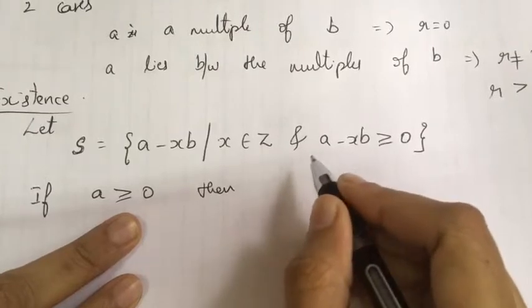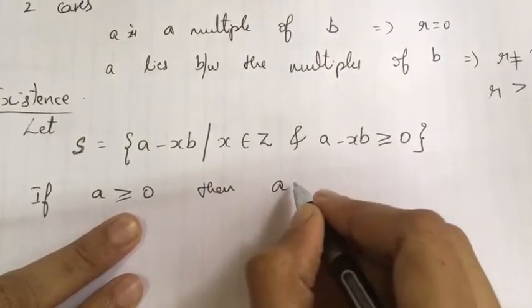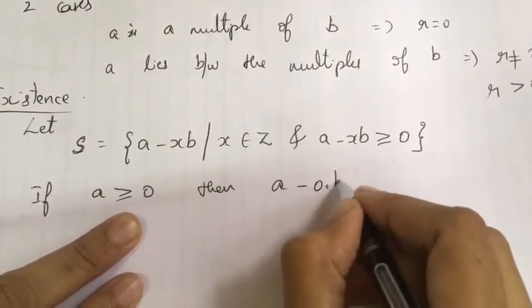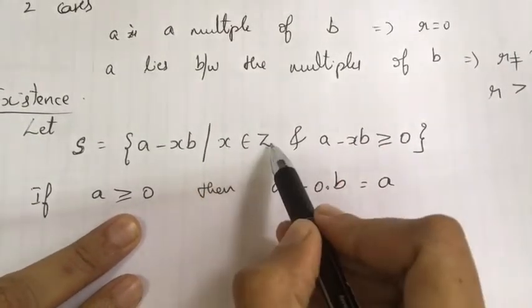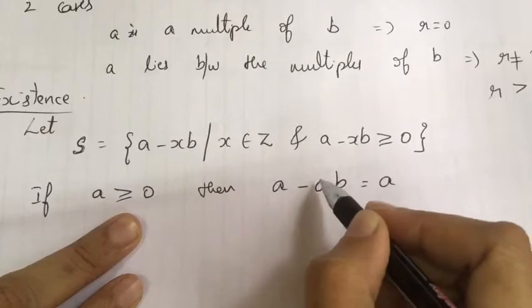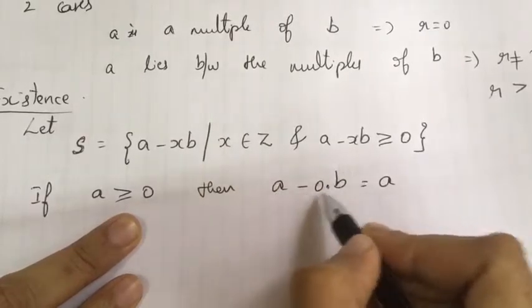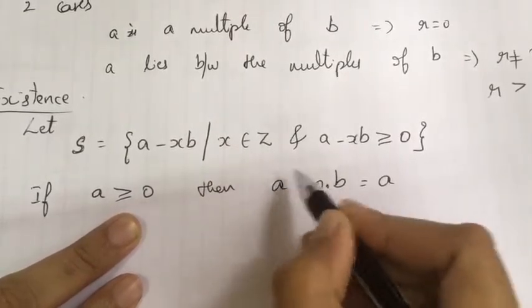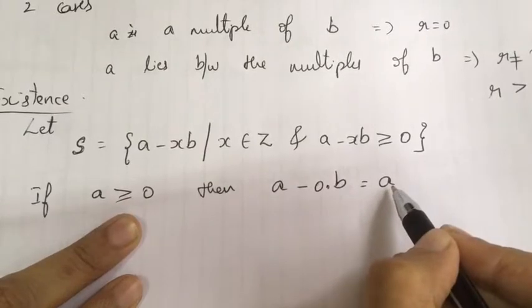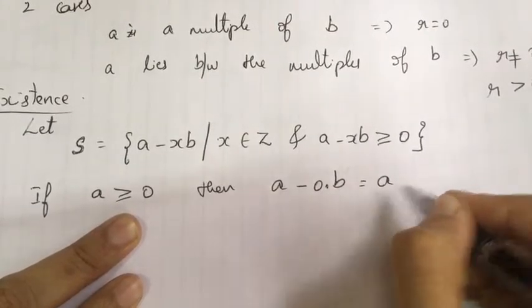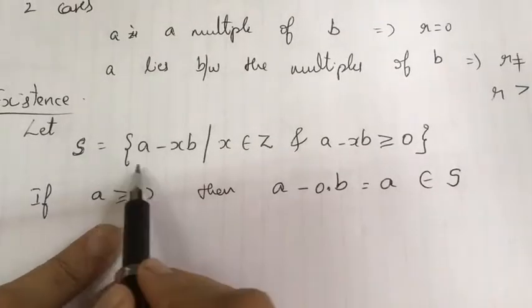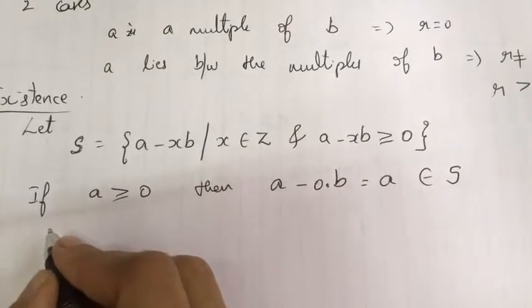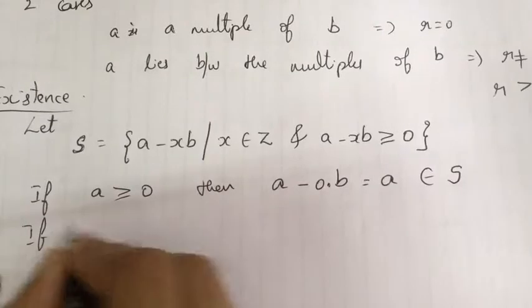For x being 0, A minus 0·b is equal to A. For the least, x is any integer, right? So when I take x as 0, A minus xb, A being positive, this is equal to A, which implies that this element belongs to set S. Okay.